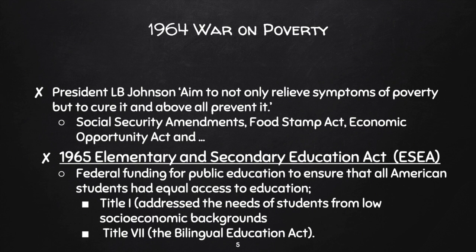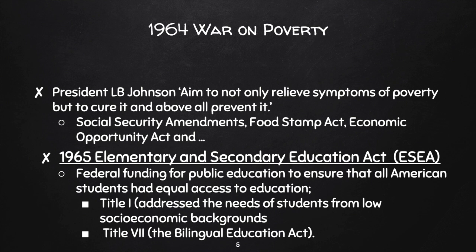We also saw in 1964 President Johnson's so-called war on poverty and his aim to not only relieve symptoms of poverty, but to cure it and above all prevent it. With this, he introduced legislation that brought about the Social Security amendments, food stamps, the Economic Opportunity Act, and the Elementary and Secondary Education Act of 1965. Within this act, Title I focused on the needs of students from lower socioeconomic backgrounds, so it provided federal funding specifically for this population of students.